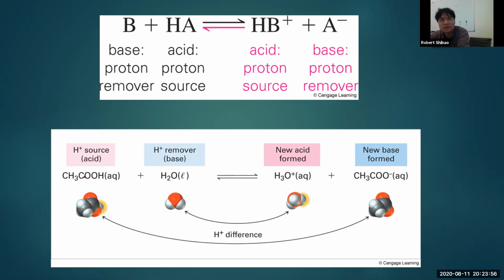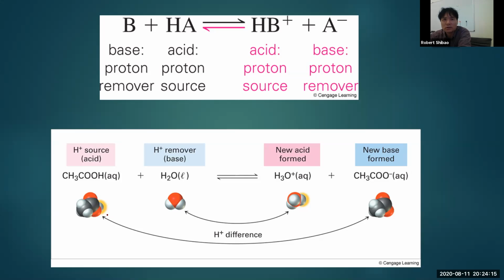So, for example, this is acetic acid here. Acetic acid and water. In this case, acetic acid is the acid, and water will be the base. Water can go either way. And so water is going to pluck a proton off acetic acid, forming hydronium and acetate. And so this is a Bronsted acid-base reaction.